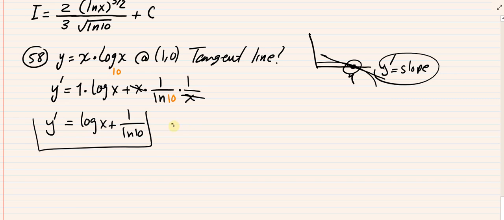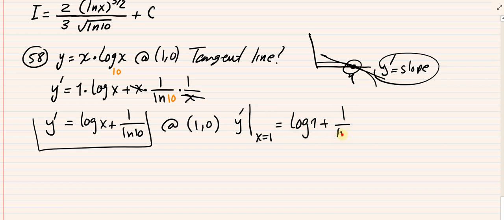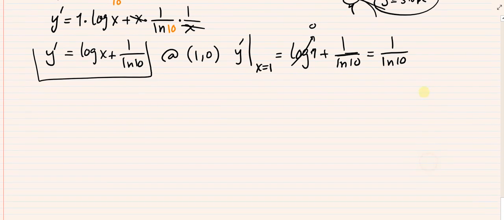Now at 1, 0, when x is 1, y prime evaluated at x equals 1 is log of 1 plus 1 over ln of 10, and log 1 in any base is 0, so this is just 1 over natural log of 10. So there's the slope, right, at 1, 0.